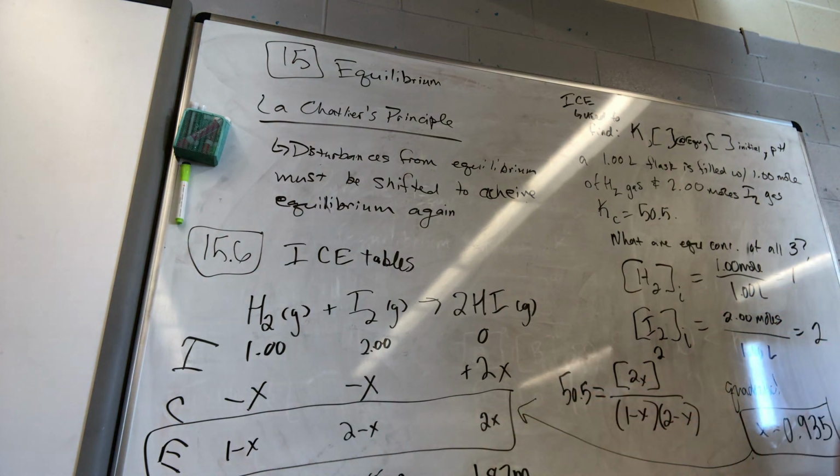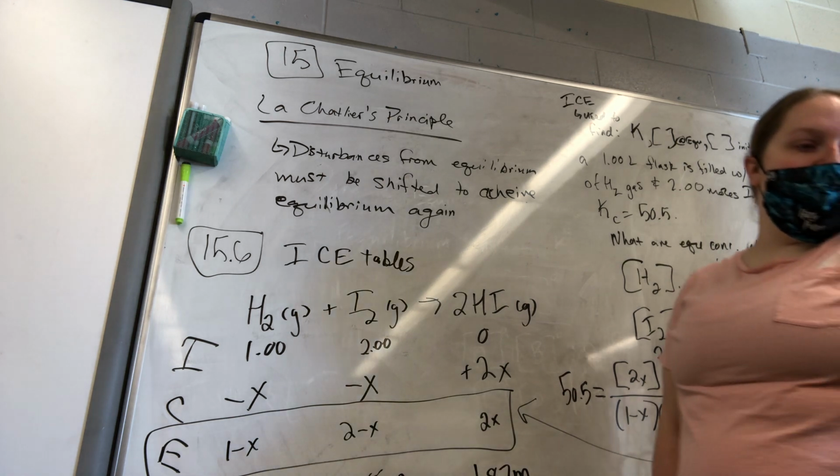When I do ice tables for the one that has 0, I usually just draw an arrow from the 2x down. Is that okay? Or do I have to write it? I don't really care about your ice table. I want your ice table to be there, but you use it however you need to use it. Okay. I don't care.